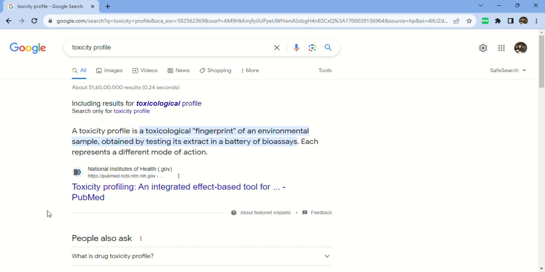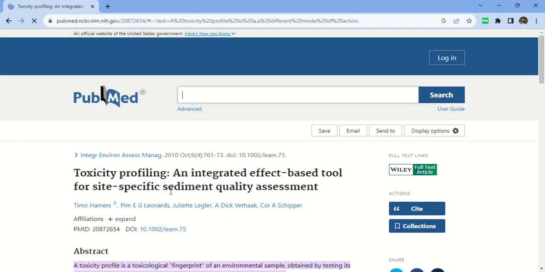Fine, you can see when I open the toxicity profiling, on the top post it is mentioned National Institutes of Health. I open that one first, and after that I discuss each thing one by one. There is one paper about toxicity profiling. It is an integrated effect-based tool with the help of which we can do site-specific sediment quality assessment.